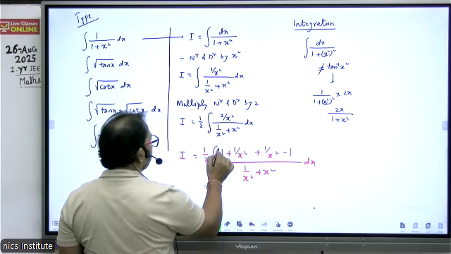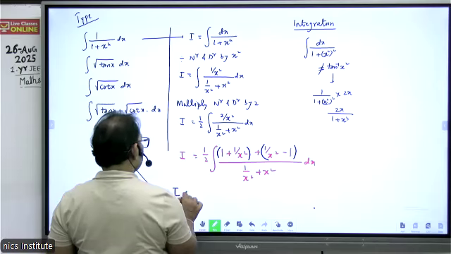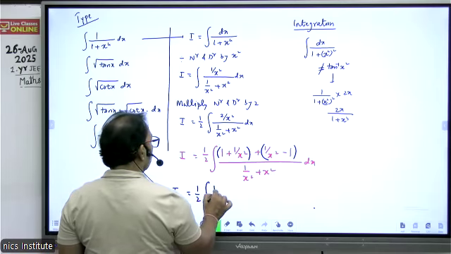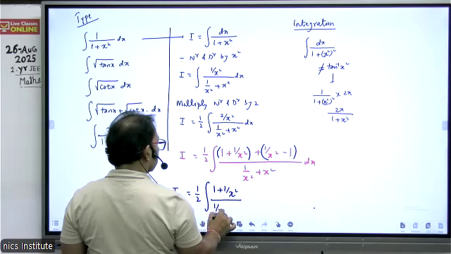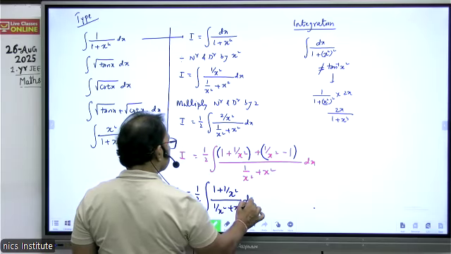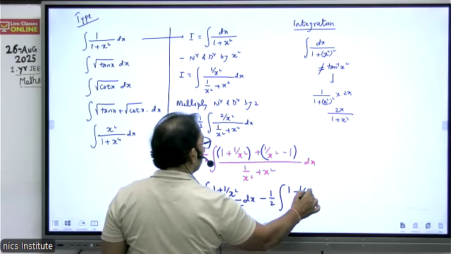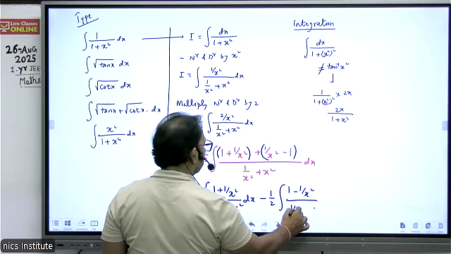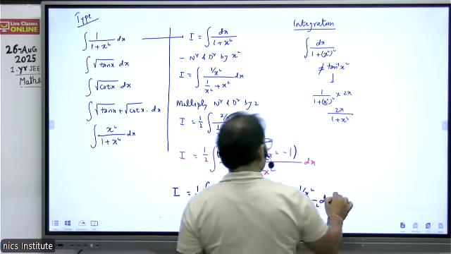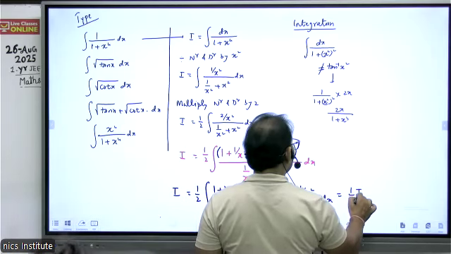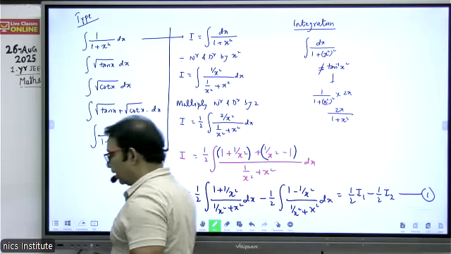And the next step would be that we basically separate into two integrals. I is equal to 1 by 2, 1 plus 1 by x square divided by 1 by x square plus x square dx. And I take minus sign common. 1 minus 1 by 2, 1 minus 1 by x square over 1 by x square plus x square dx. And let me call it 1 by 2 I1 minus 1 by 2 I2, equation number 1. Just go through it again once.